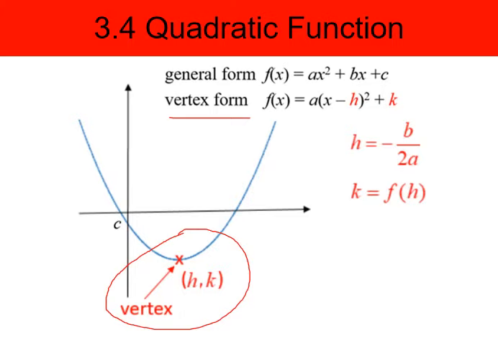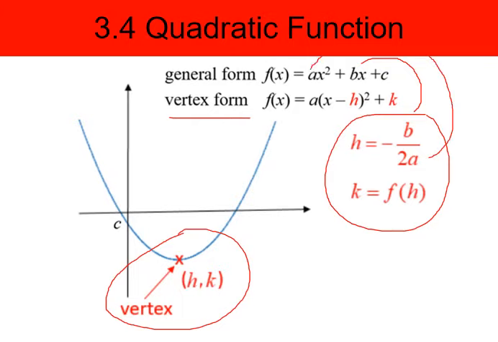How can we get the values of h and k from the general form? This is the formula. h is defined as negative b divided by 2a. Where can we get the b? It's from here, b. Where can we get the a? a is from here, the first term. Then we have the h.